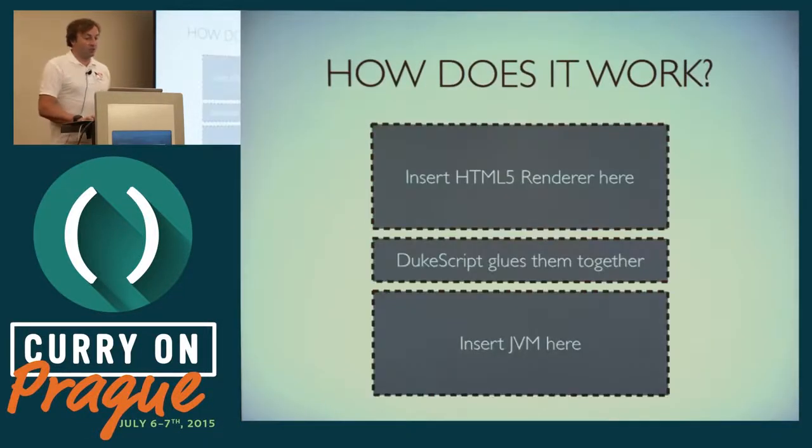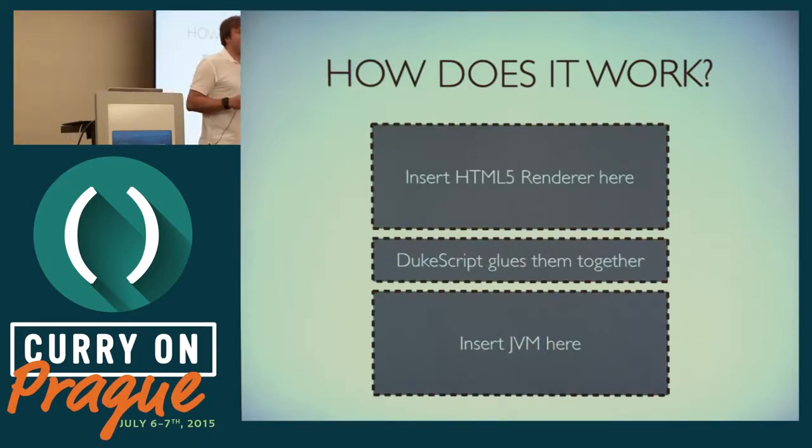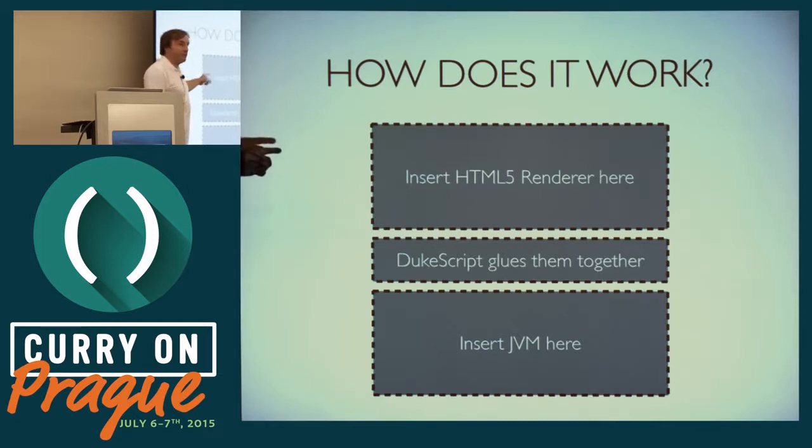So how does this work? What we need in order to make DukeScript run on a platform is a Java virtual machine, and an HTML renderer component. And we somehow instrument this HTML renderer component from Java and glue them together.